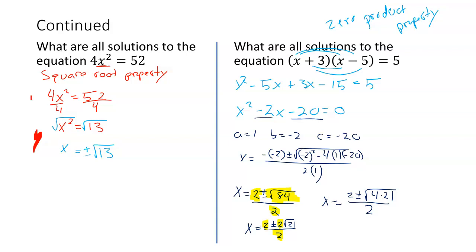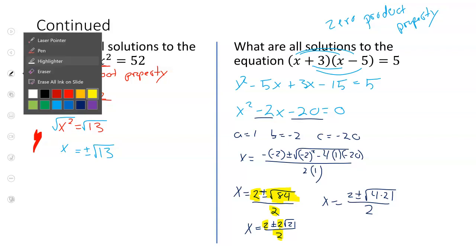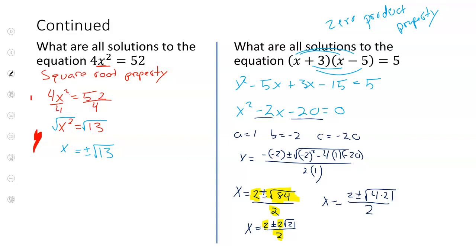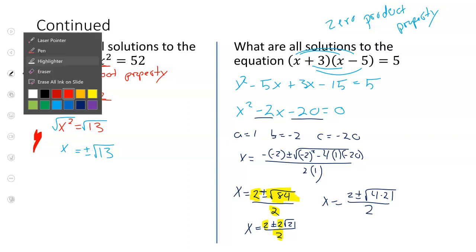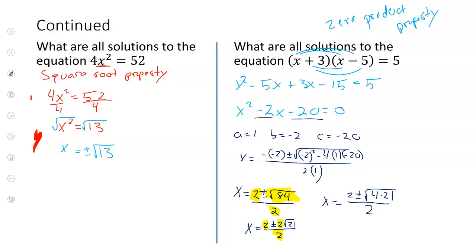So now that it's simplified on the outside, I've got 2 plus or minus 2 root 21 over 2. What can I divide all those by? 2. So 2 divided by 2 is what? 1. Make sure that 1 doesn't go away. 1 plus or minus 1 square root of 21 over 1. There's your answer.